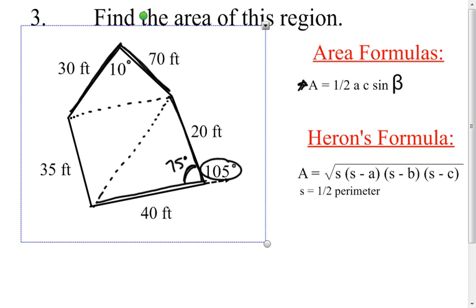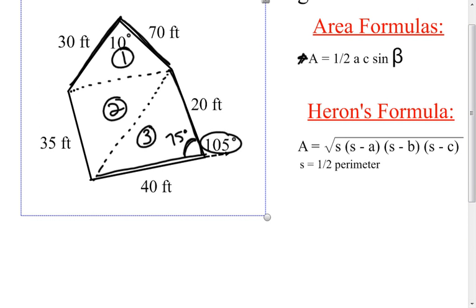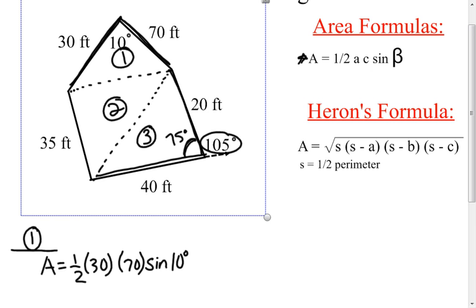I'm going to call this region 1, this region 2, and this region 3. What we need to do is find each of those triangles separately and then go from there. Okay, 1 and 3 aren't so bad, so we're going to start there. For region 1, I am going to use that formula right here that goes 1/2 of one side, which is 30, times the other side, which is 70, times the sine of the angle in between them, which happens to be 10 degrees in this case.